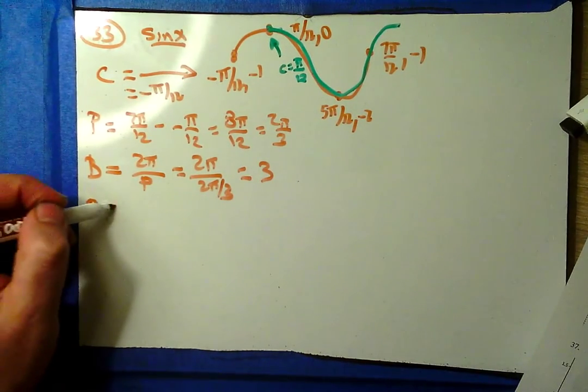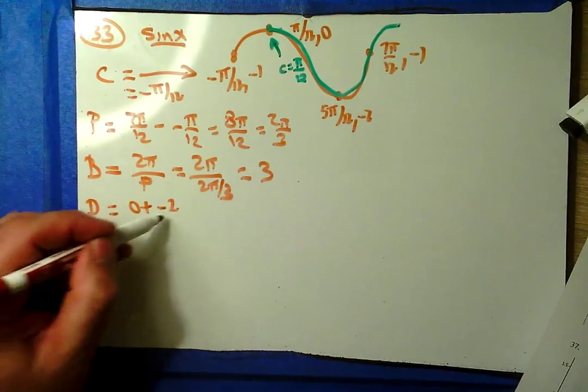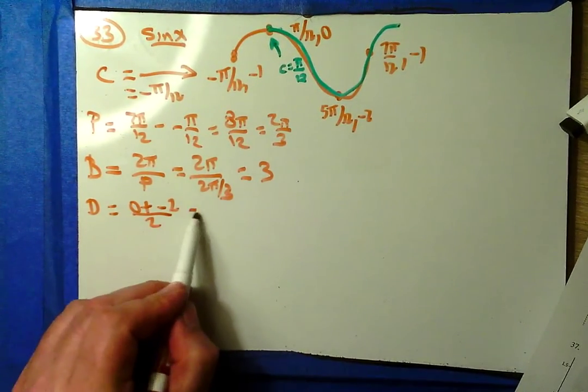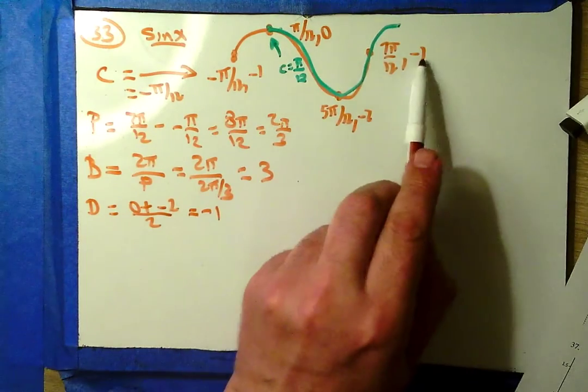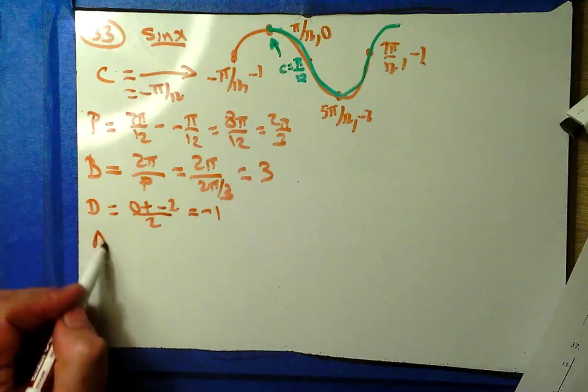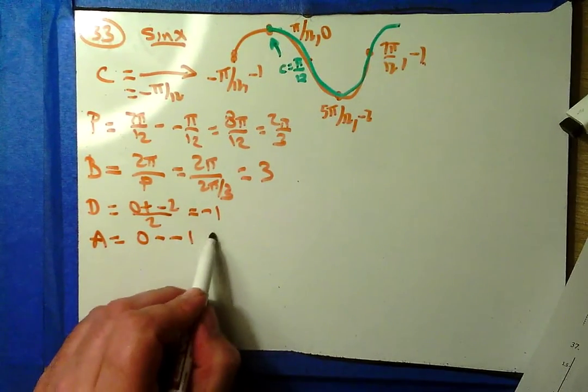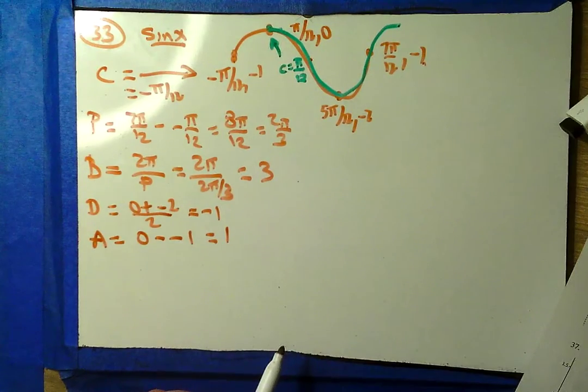How about d? D is the average of the high and low y values. So 0 plus negative 2 divided by 2 is negative 1. And we can see that midline labeled on our graph already. Our a value is the high y minus that midline, and I get 1 for a.